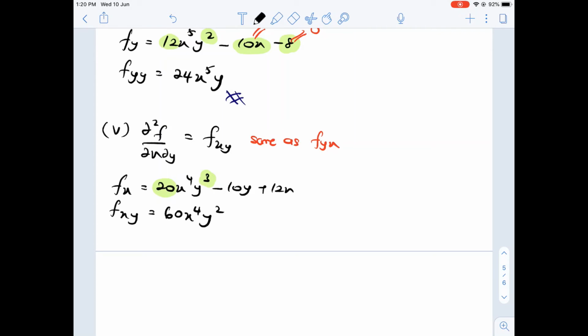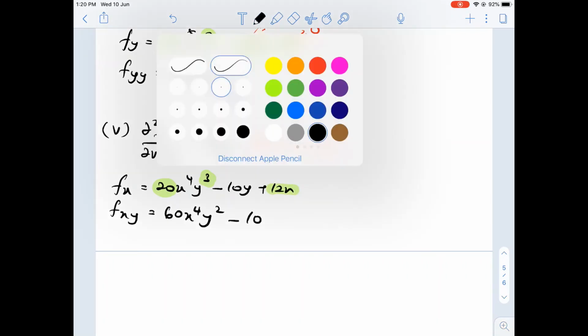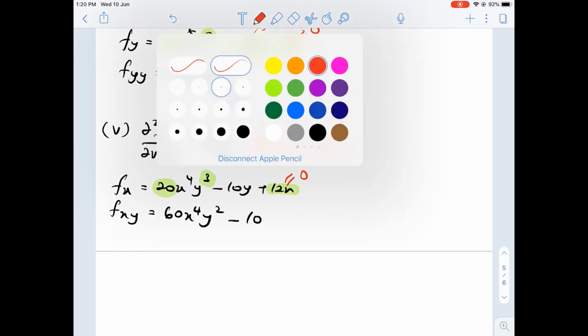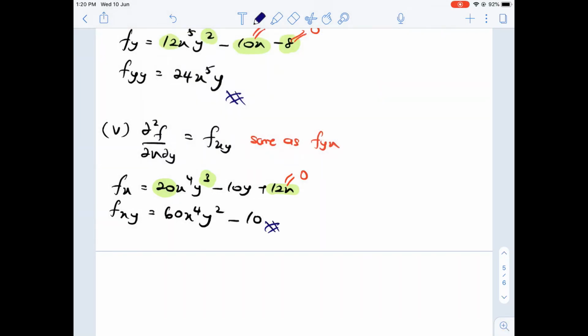And then differentiate negative 10y with respect to y. So we have negative 10. But now guys, differentiate 12x with respect to y. This is just a constant in this case because we differentiate with respect to y. So x becomes a constant, therefore differentiate constant, we get 0. So that's it. This is the answer.